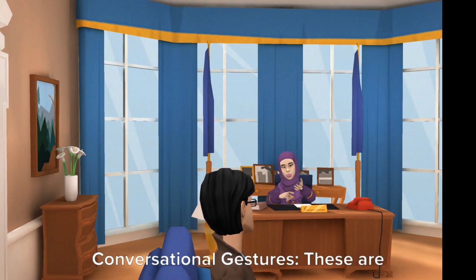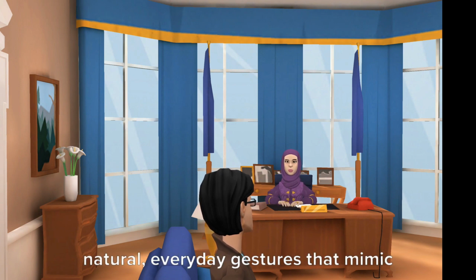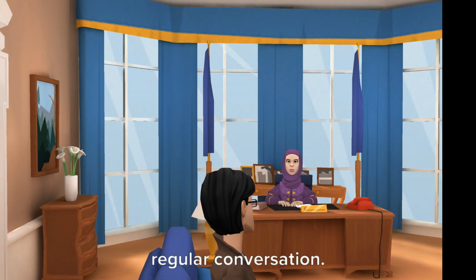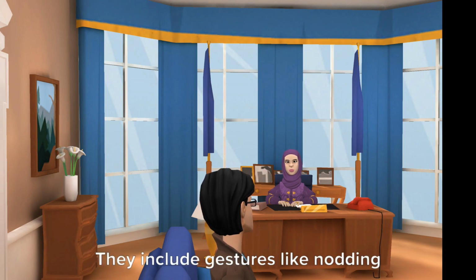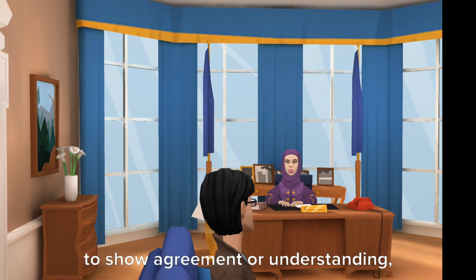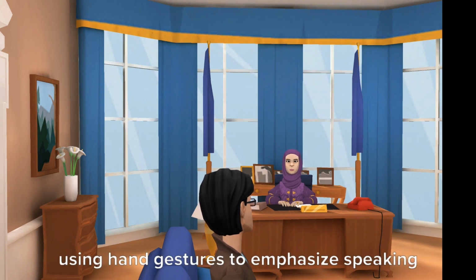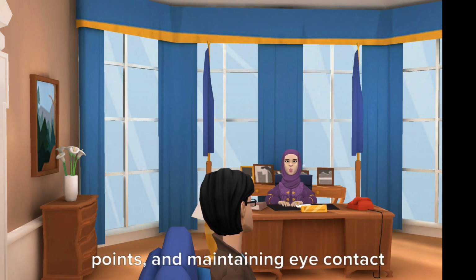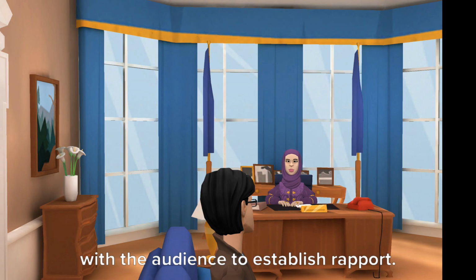9. Conversational gestures. These are natural, everyday gestures that mimic regular conversation. They include gestures like nodding to show agreement or understanding, using hand gestures to emphasize speaking points, and maintaining eye contact with the audience to establish rapport.